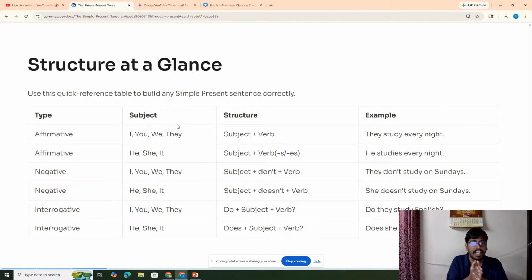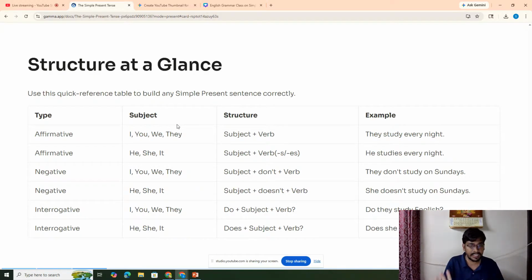Then the negative sentence for I, you, we, and they: subject plus don't plus verb. They don't study on Saturdays. But if you are using he, she, and it: he doesn't study on Sundays, she doesn't study on Sundays, it doesn't study on Sundays. So for he, she, and it, doesn't has to come. Don't use don't with he, she, and it. I don't, you don't, we don't, they don't, he doesn't, she doesn't, it doesn't.